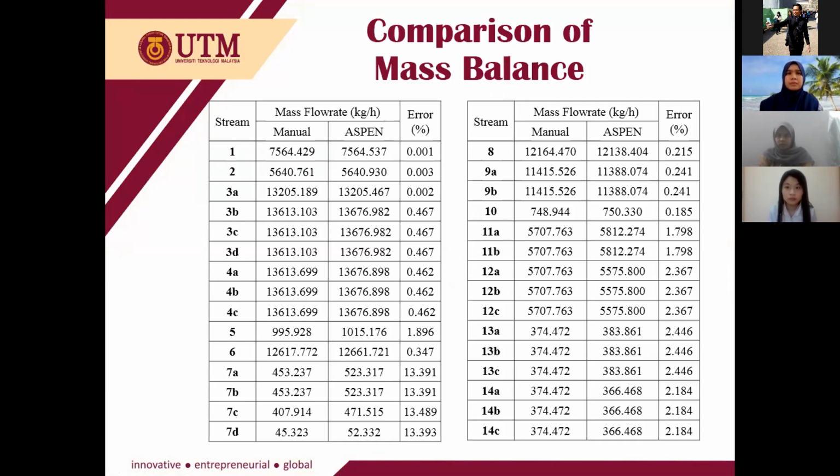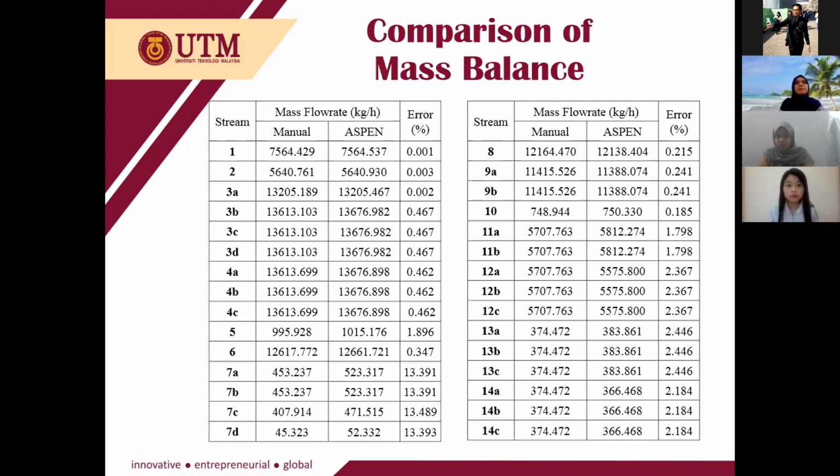This table summarizes the comparisons of mass balance between the manually calculated values and simulated values, together with the percentage errors for each stream. For mass balance, all of the streams have errors less than 15%. The maximum error peaks at 13% for stream 7. This is due to a significant difference between the real separation condition in the simulator and the idealized separation condition during manual calculation in the first distillation column.